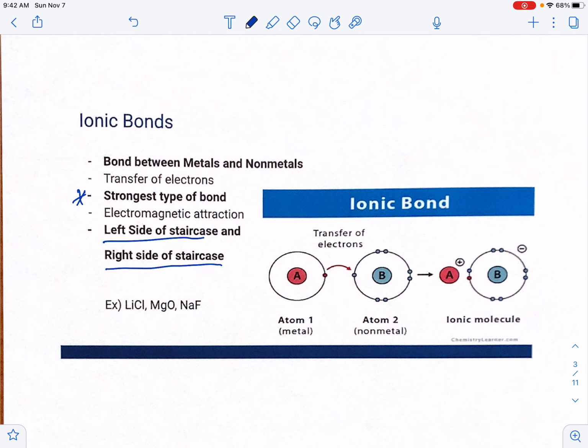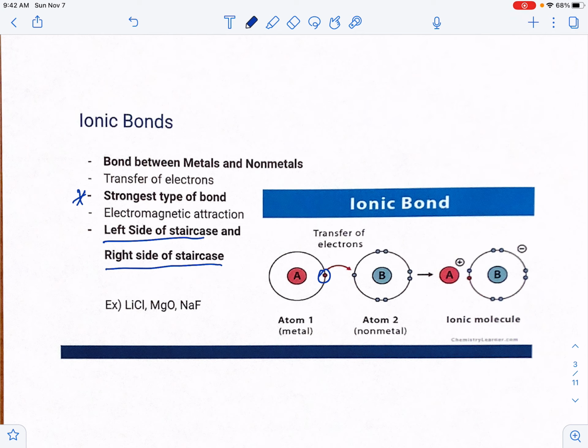Okay, so look at our example here. We have atom A and atom B. We have a metal and a nonmetal. So atom A only has 1 valence electron and atom B has 7 valence electrons. Okay, so atom B is 1 away from having that perfect octet.